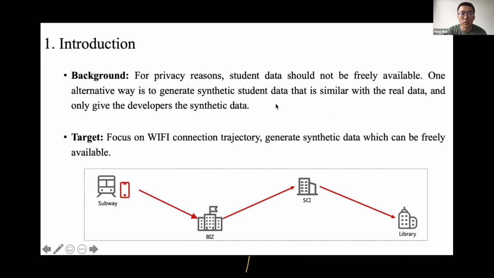Developers can do a lot of things with student data collected by school, but for privacy reasons, student data should not be freely available. One alternative way is to generate synthetic data that is similar to the real data and only give the developers the synthetic data. So our work focuses on Wi-Fi connection trajectories and tries to generate synthetic ones which can be freely available.